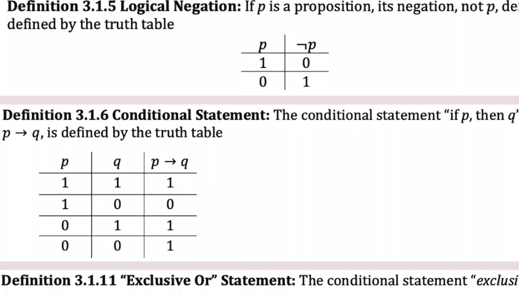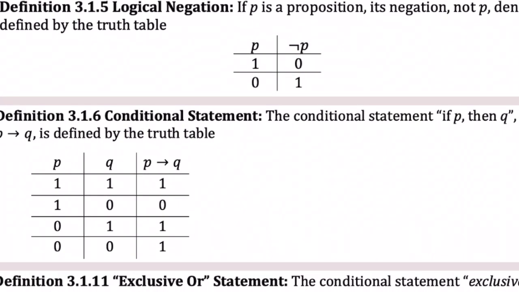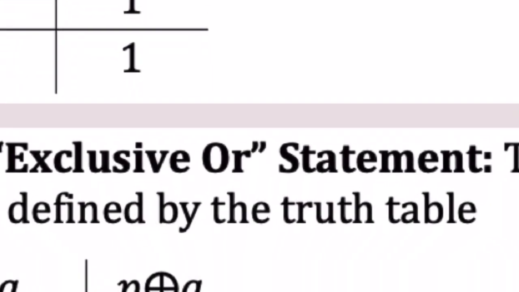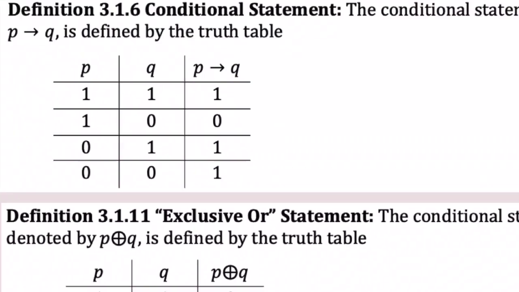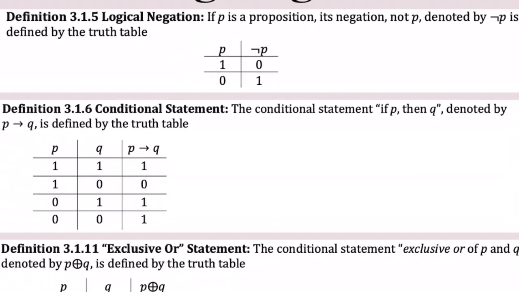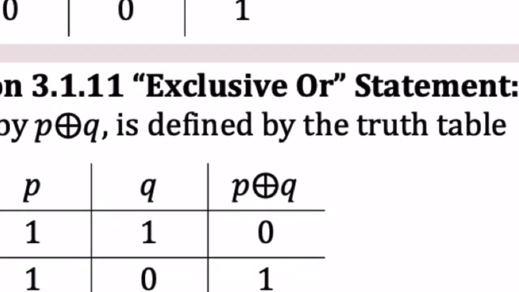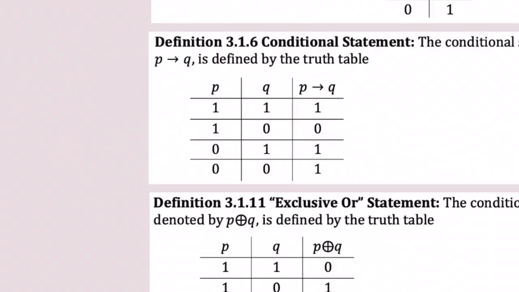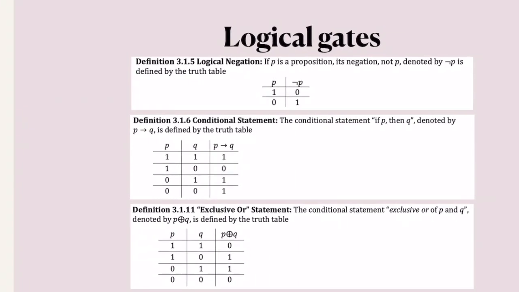The next one that we have is exclusive or statements. The symbol that you see here, which has a plus in a circle, is an exclusive or statement. And that is the truth table for it. So that's logical gates.